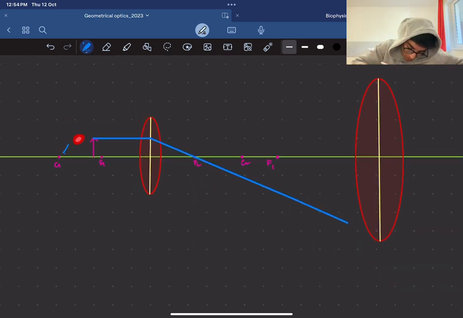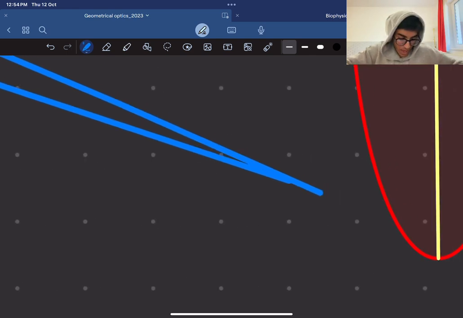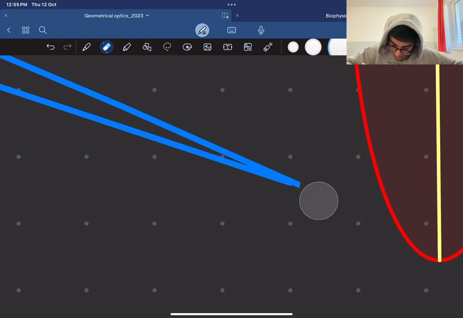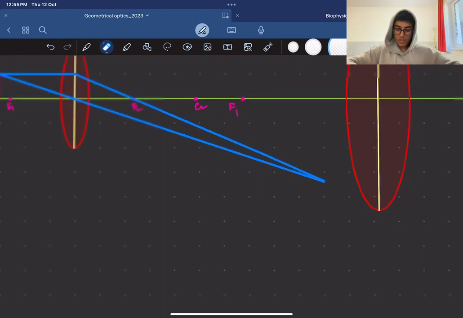So we take another ray going through the center like that. That's going through the center and it meets right about there. Okay, so we can erase this. That's where they both meet.